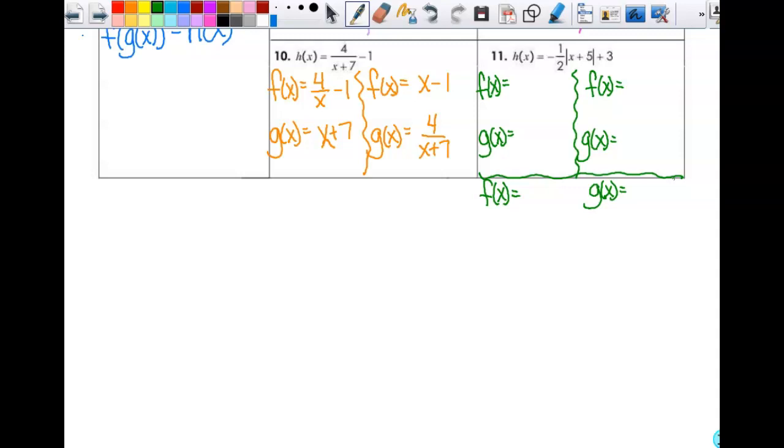Okay, somebody that hadn't given me something. Can you give me one? Wait, which one is this? For f. Okay, so say that again. So 1/2 x plus 3. And then for the g is going to be absolute value x plus 5.